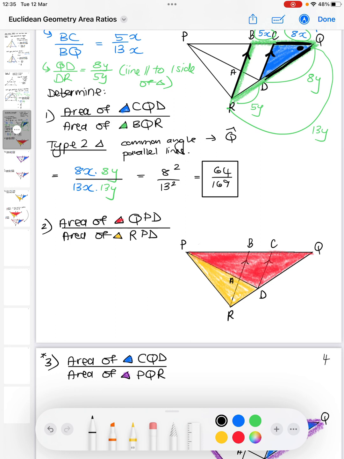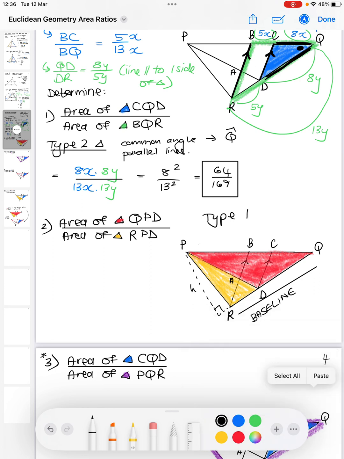For the second question, we are asking what would the ratio be of the red over the yellow triangles? I've used colors just to simplify this for us, to make it quicker. So the red triangle and the yellow triangle do not share a common angle, but they do share a common, I like to call it a baseline. You can see that they have a common baseline, and they share a common perpendicular height not drawn. But we can draw a perpendicular height if we wanted to. So this makes it a type 1 triangle.